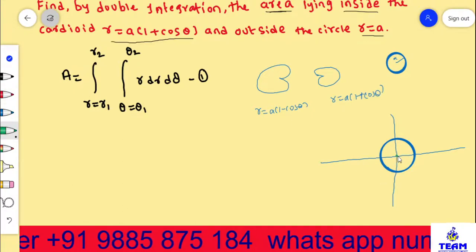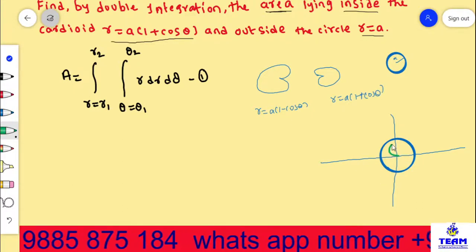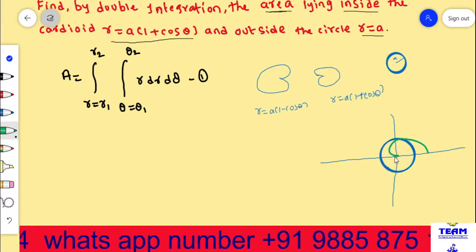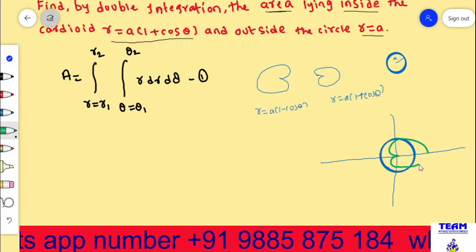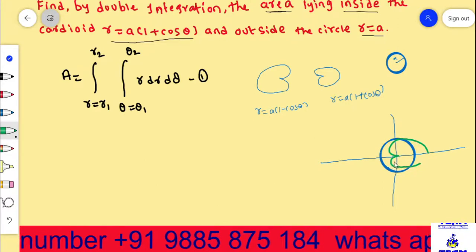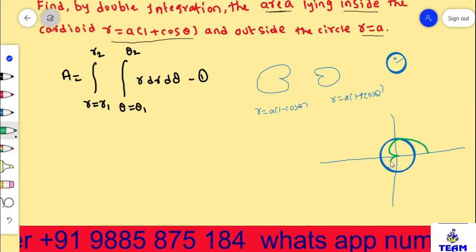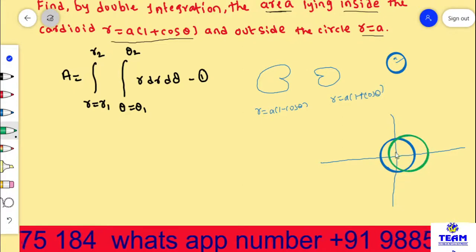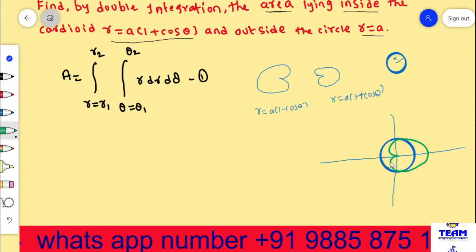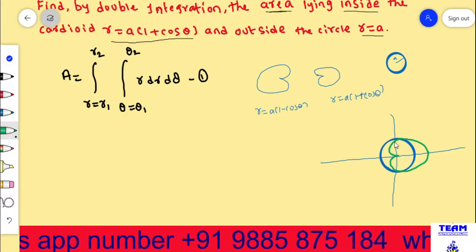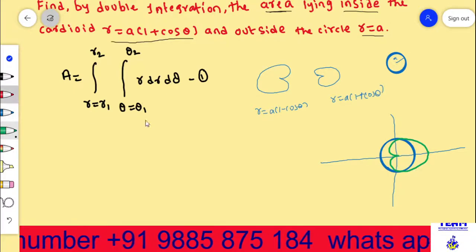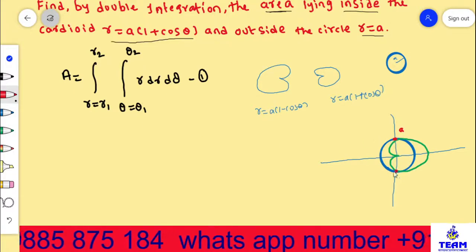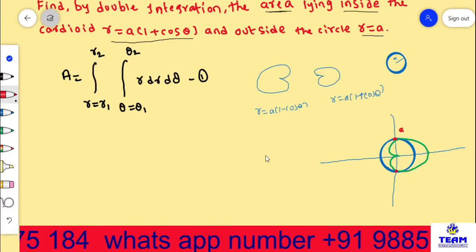Just I am trying to draw it perfectly, but I can't get it exactly. One moment please, I will try. Yes, you have to remember, friends. Here this touches the y axis at a. Remember here also it touches, at minus a.